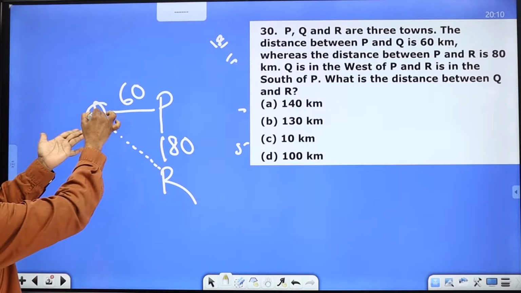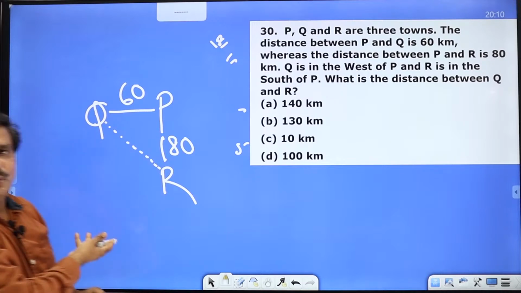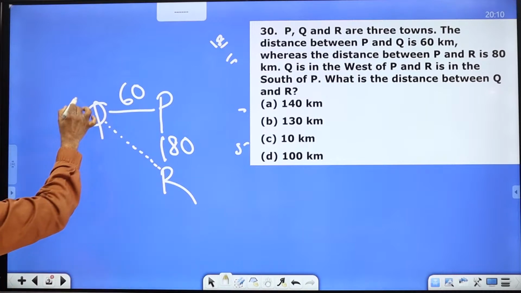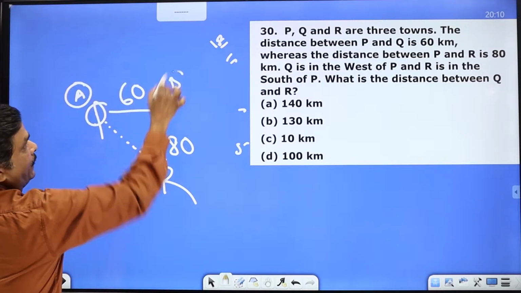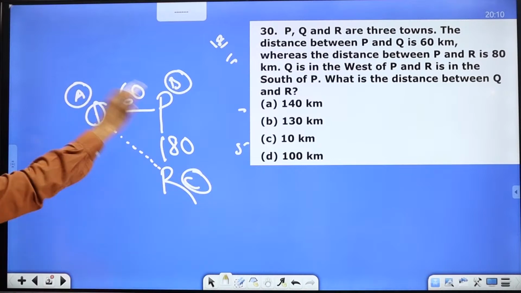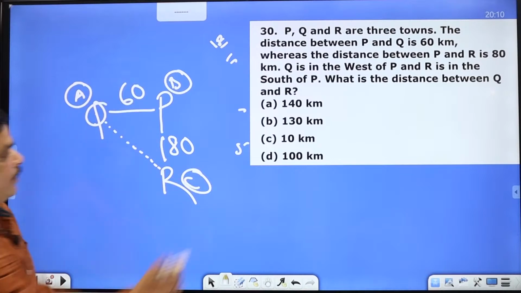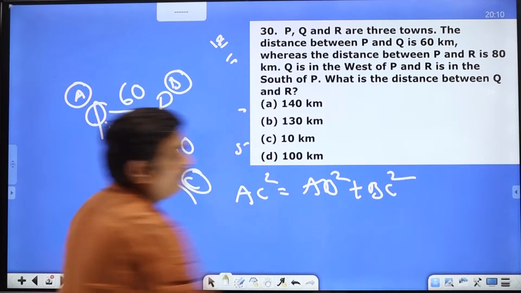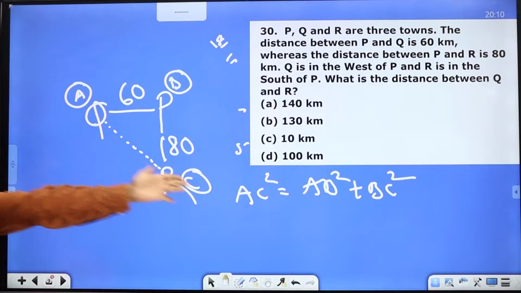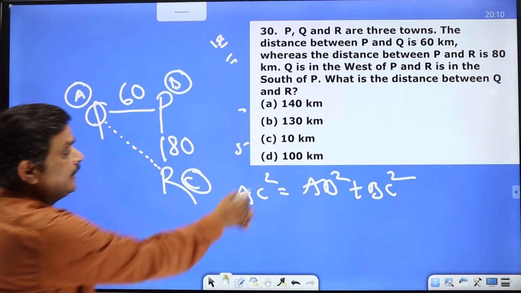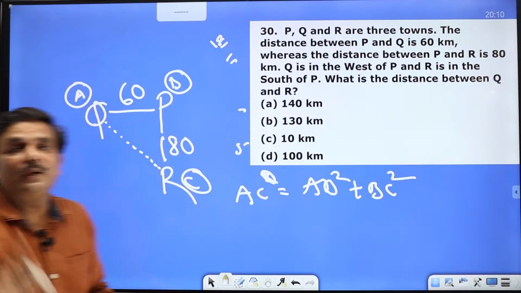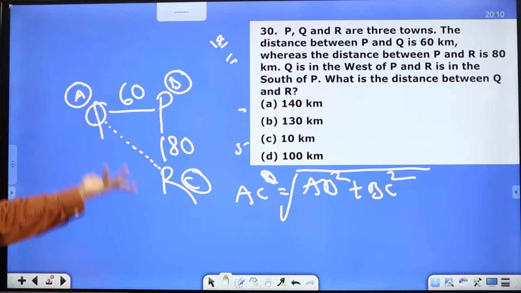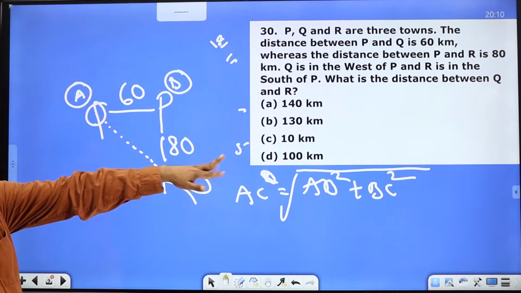Now, you need to find out this one between Q and R. Straight away, you use the Pythagoras theorem, simple Pythagoras theorem. If you take this one as, for example, point A, point B, and point C, now it is a right angle triangle. In the right angle triangle, you know that AC square is equal to AB square plus BC square. Hypotenuse square is equal to base square plus side square. Now, I don't need AC square. I need only AC now. AC is nothing but under root. Okay, you just do this one. Simple one. That is 60 square plus 80 square you do.